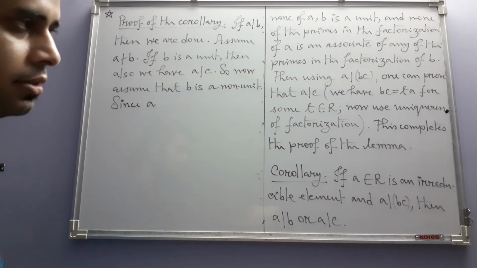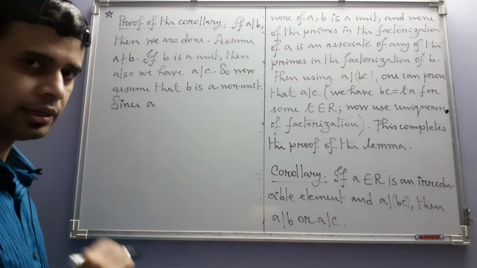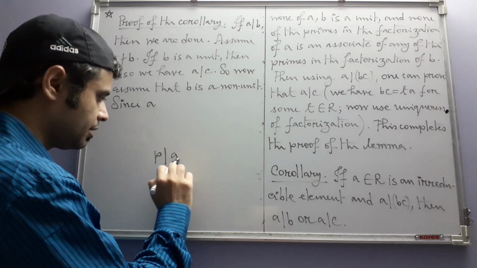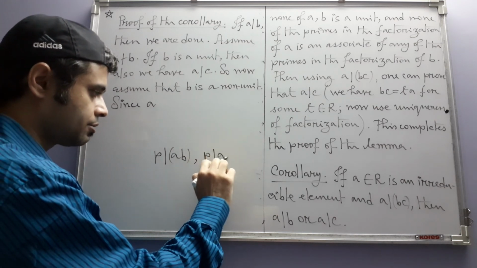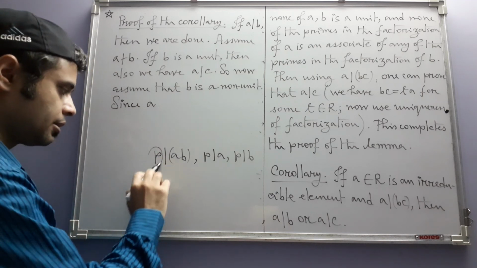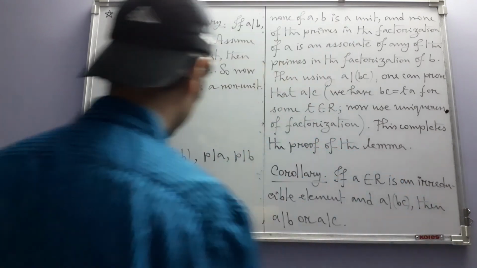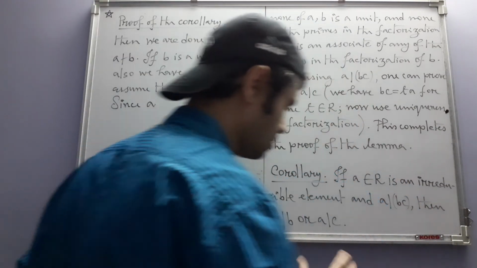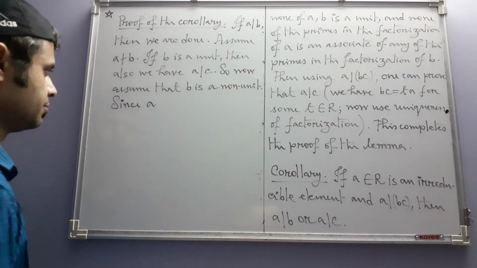A prime element, if I am remembering it correctly, is an element in a ring that has this property. If it divides a product of two elements, then it divides at least one of them. If this happens, then we say that P is a prime element. We will discuss more about this relationship between irreducibility and primality later on.